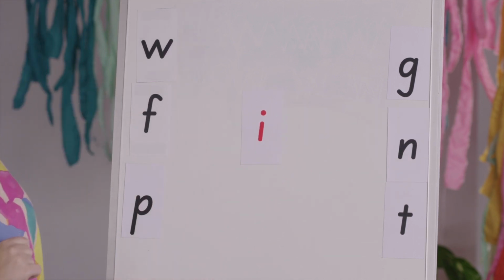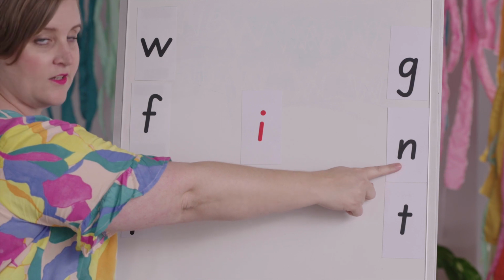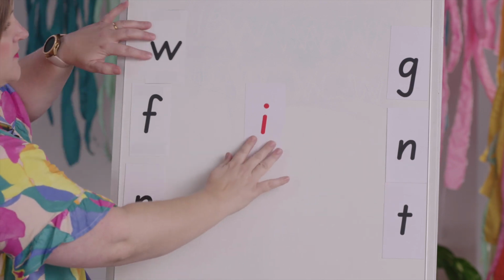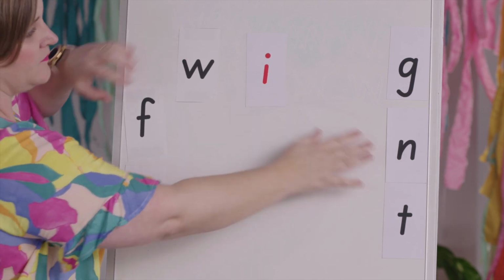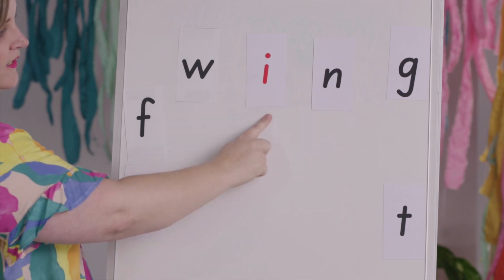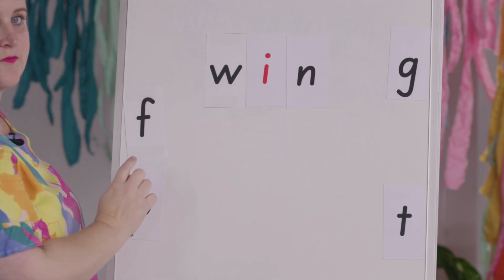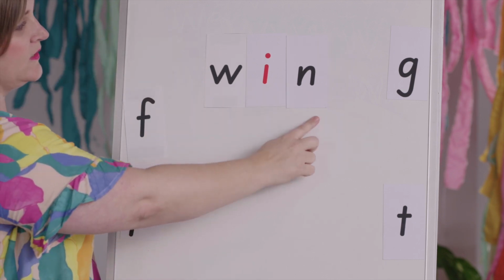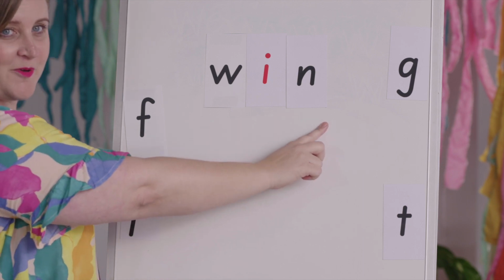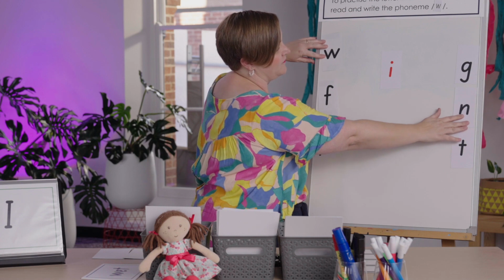Okay, what will I choose next? Let's try this one. W, I, N. Bring them closer. And read them now. W, I, N. Push them closer again and read them a little bit faster. W, I, N. Win. What word? Win. Well done. Push them back out.